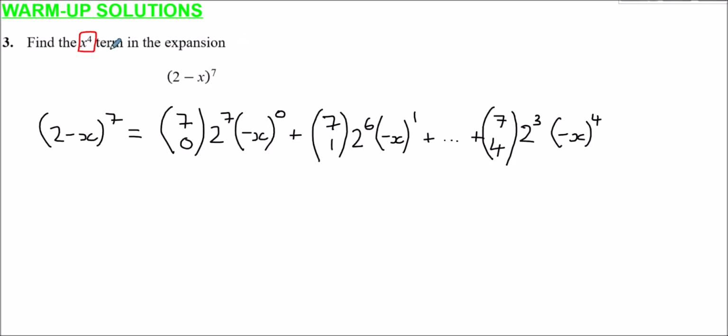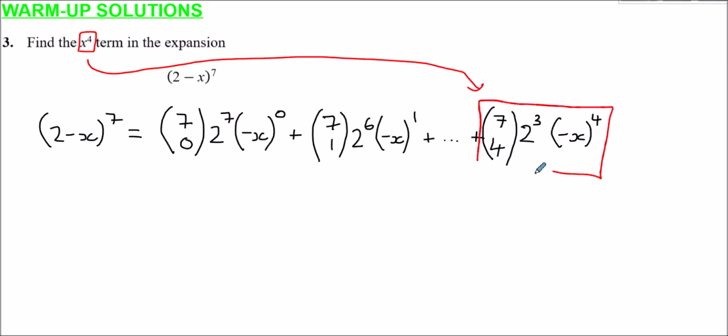And so the x to the power 4 term is going to be this one. And we can essentially ignore all the other terms because the question isn't asking us about any other term apart from this one. So therefore, the x to the power 4 term is going to be this calculation.